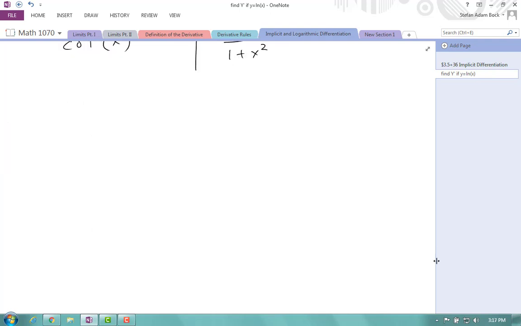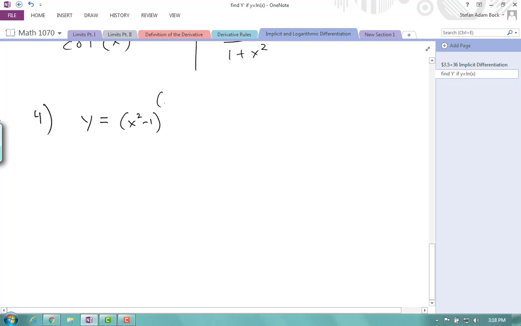Now something valuable that we can get now that we have the derivative of the logarithm is the technique of logarithmic differentiation. So we have a power rule, which is a variable to a constant power. We have an exponential rule, which is a constant raised to a variable power. But what we don't have is a rule for a variable raised to a variable power. So suppose I had a function y equals x squared minus 1 raised to the power of e to the x. And I want to find y prime.